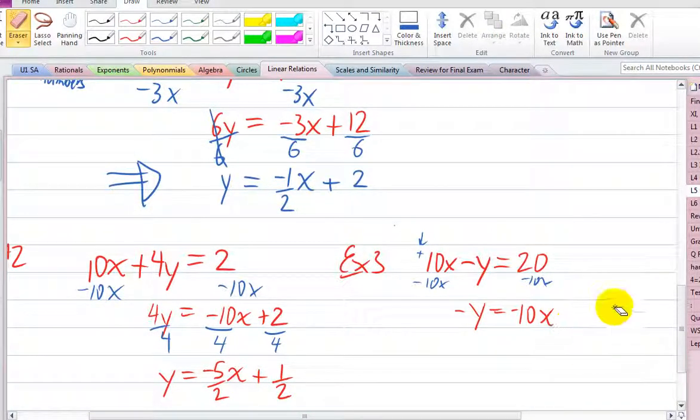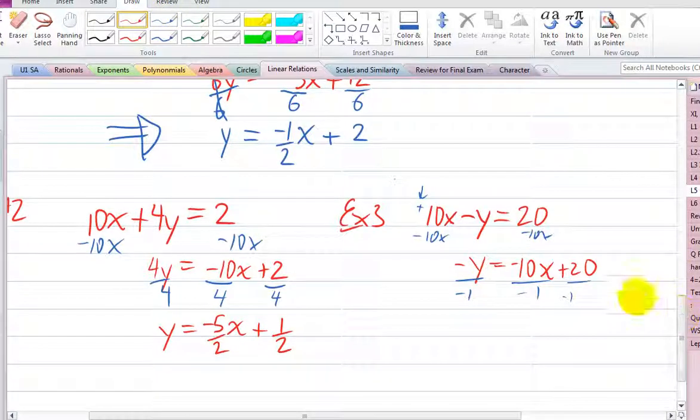Plus 20. And then, this is negative 1 times y. So what we're doing is dividing by negative 1. Now, we're dividing the whole side by negative 1. And so you must do individual divisions, negative 1, negative 1. And so our final answer, we have to have positive y, equals positive 10x minus 20. Hands up if you got that. Good. That's a real tricky one that people often get caught up in. Any questions?